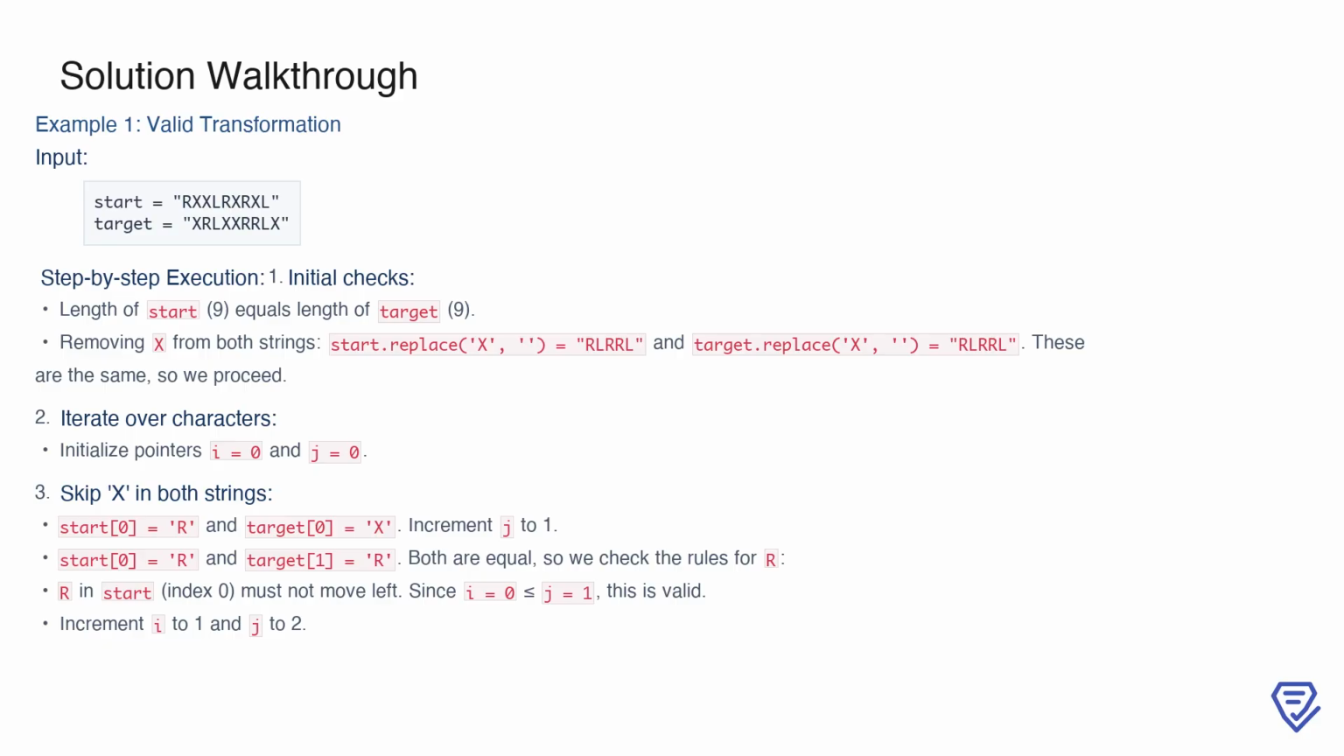We then verify the movement constraint for R. Specifically, R in start at index 0 should not move to the left, meaning I must be less than or equal to j. Here, I equals 0 and j equals 1, which satisfies the condition. So, we increment both I and j to continue processing the next characters.